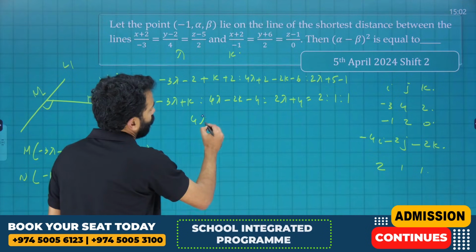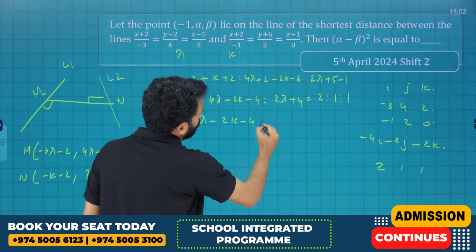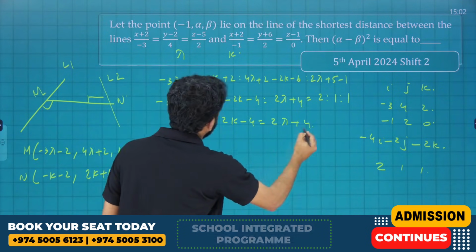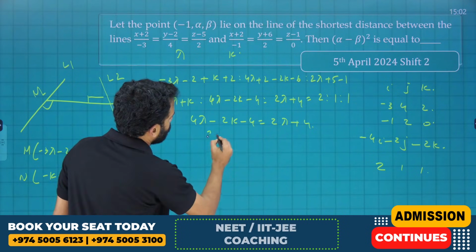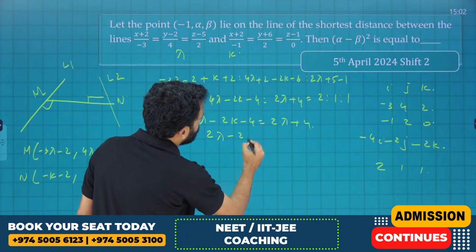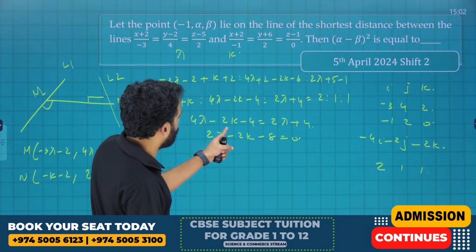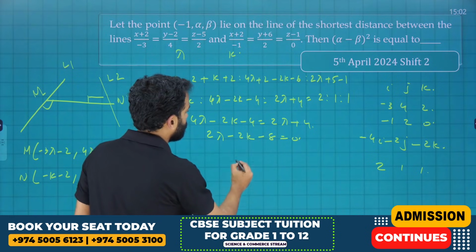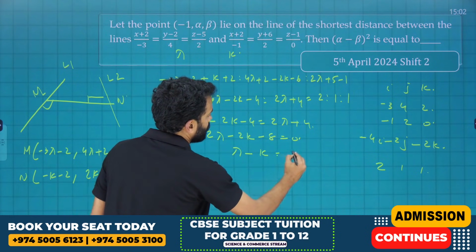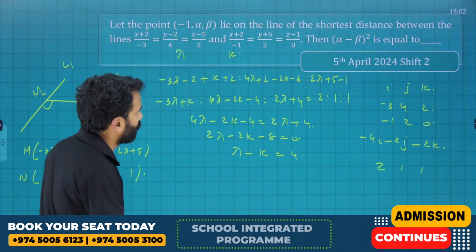Therefore, 4 lambda minus 2k minus 4 is equal to 2 lambda plus 4. That is 2 lambda minus 2k minus 8 is equal to 0, right? 2 lambda minus 2k minus 8 is equal to 0. That is lambda minus k is equal to what? 4. That is relation number 1.